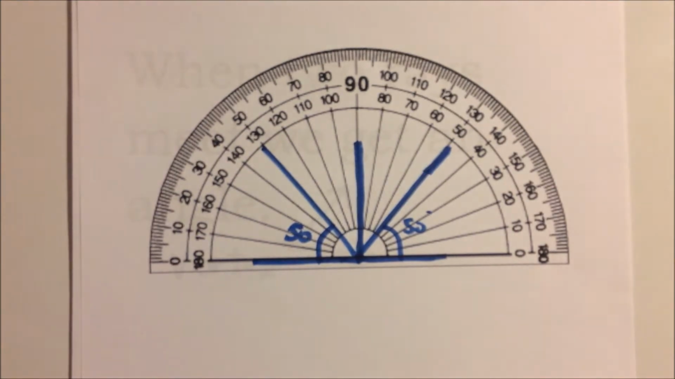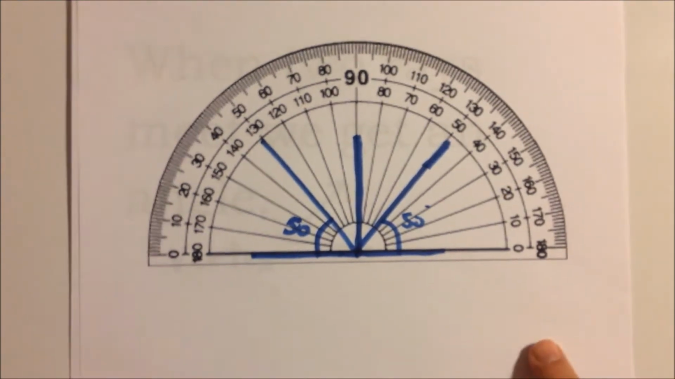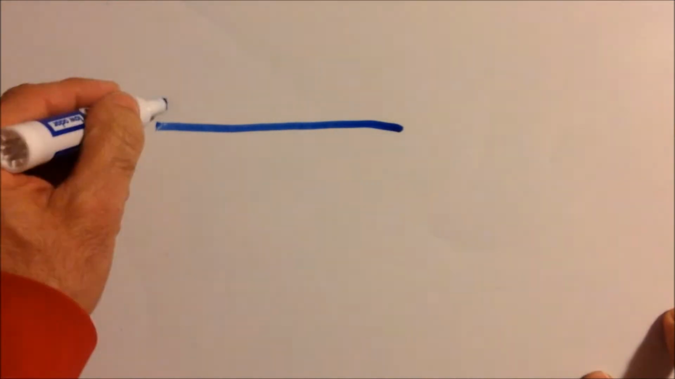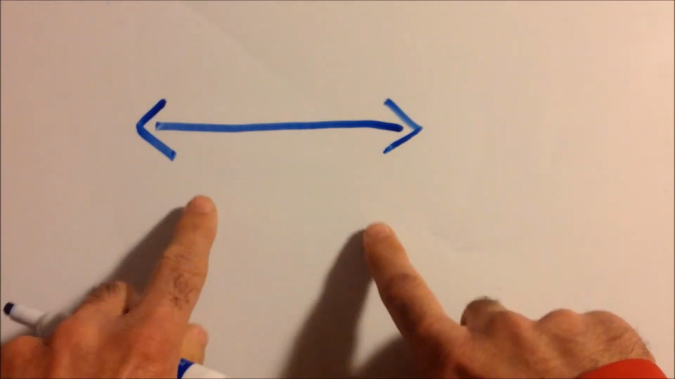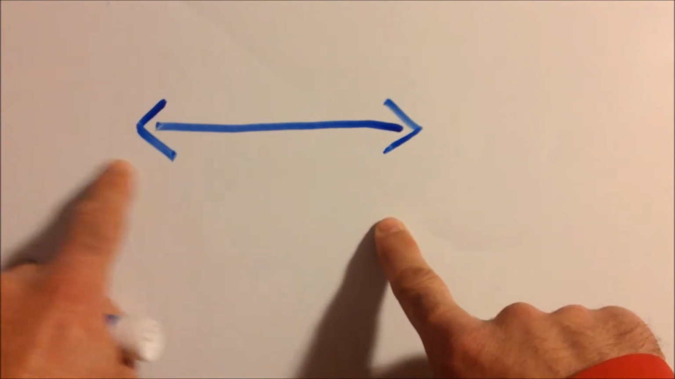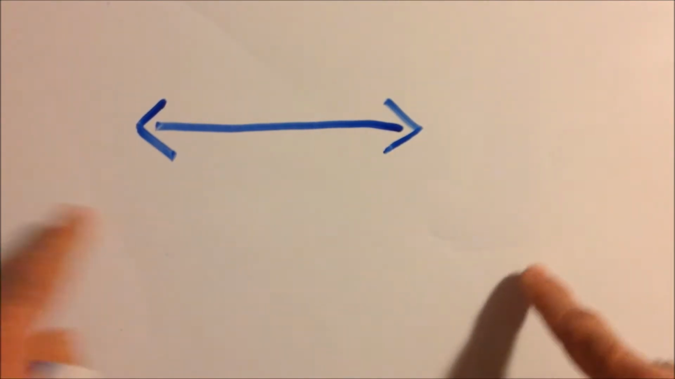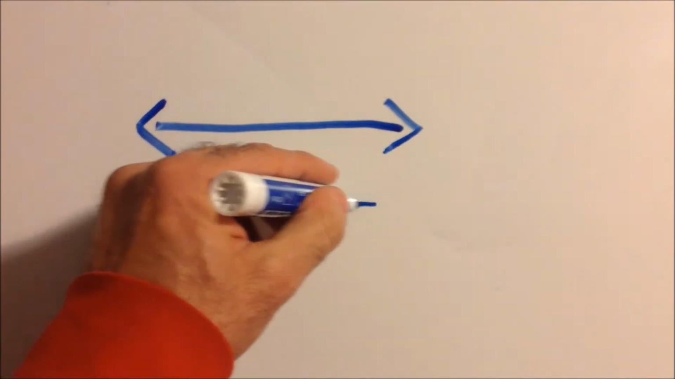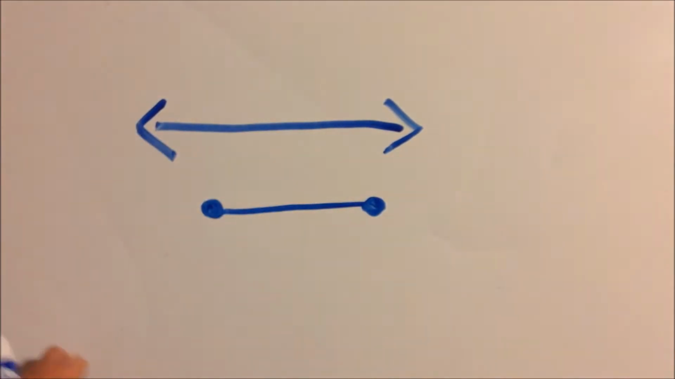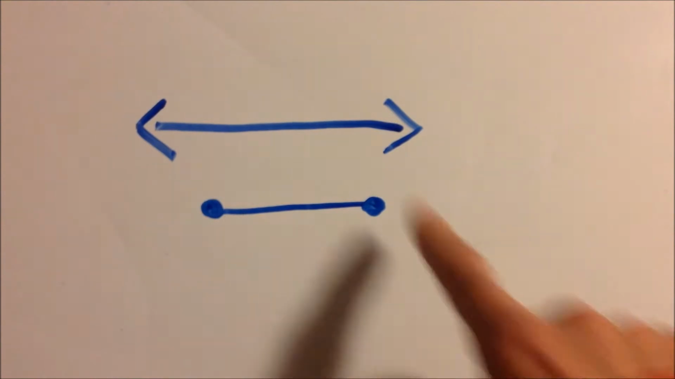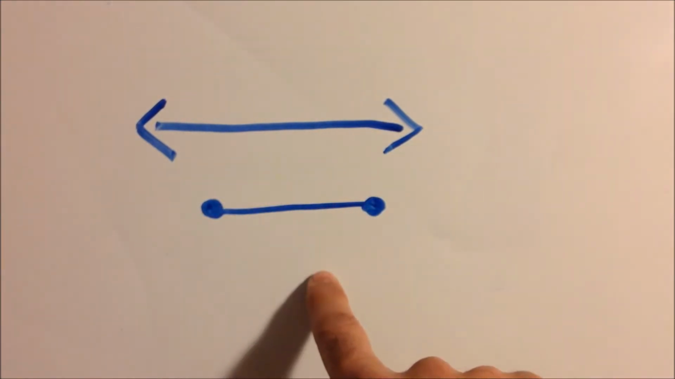So we have some definitions to go over here. First is a line. In art class, you can make a line like that, but in math, that's not really a line. A line doesn't have any endpoints. It continues indefinitely in both directions. Now, if you made a line with endpoints, that's a line segment. So I have a line and a line segment.